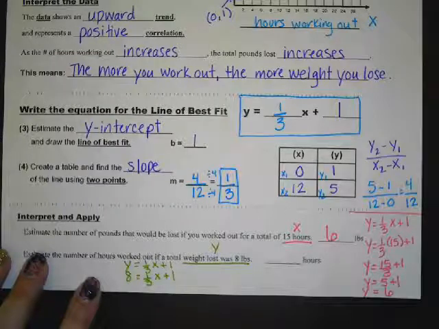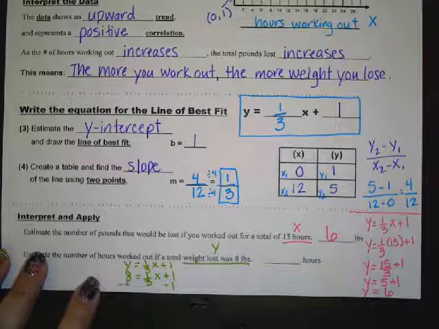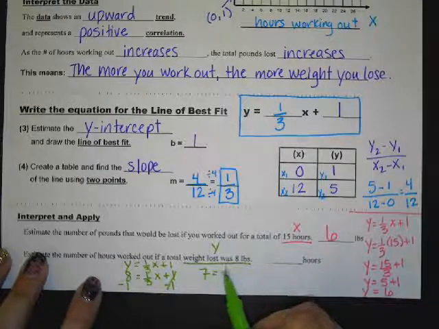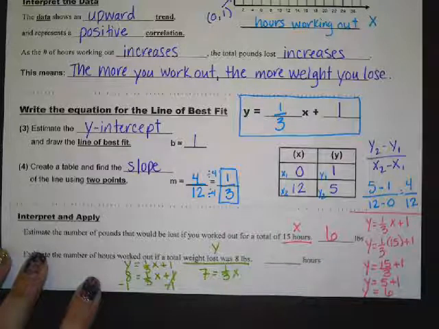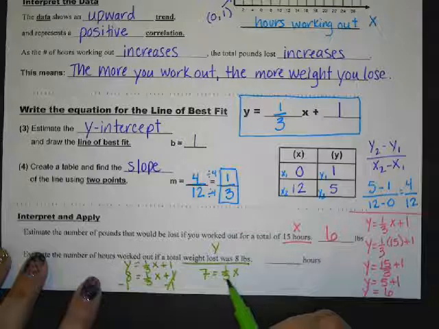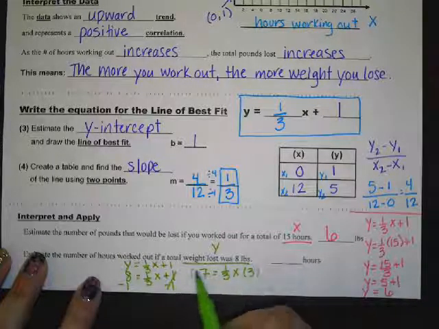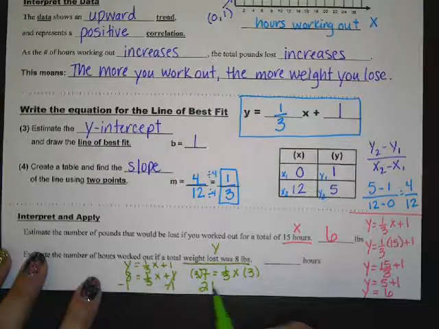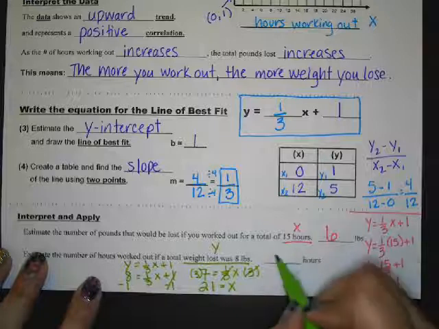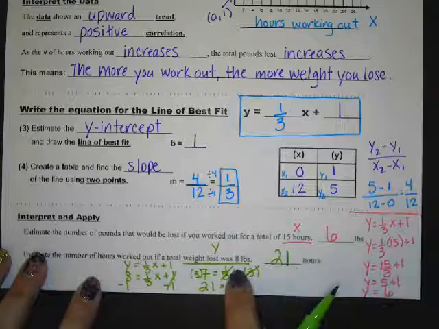And now I need to solve for x. So I'm going to subtract 1 from both sides. I end up with 7 is equal to 1/3 x. And then to get x by itself, we need to do the opposite of this. So we can multiply by 3 on both sides and get 21 is equal to x, because these cancel out. So 21 hours it would take to lose 8 pounds.